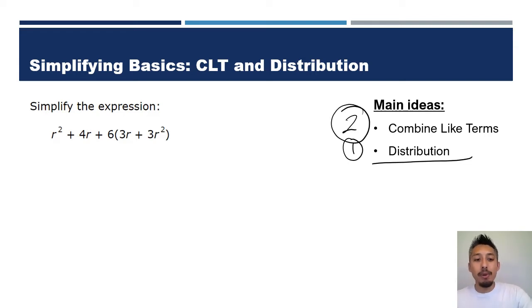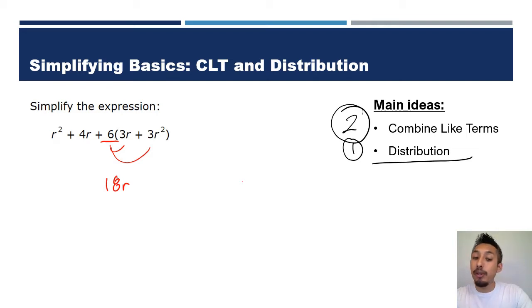So let's look back at the problem. Here I see a negative 6 being multiplied with 3r and 3r squared. So that's the first thing that we're going to do. 6 times 3r is 18r.